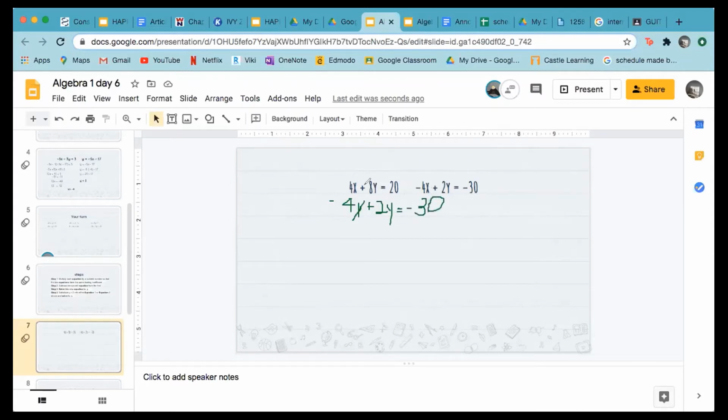So what you first want to do is find, does any of the variables' coefficients have the same number? And over here you can see that x, they both have 4, and I don't have to multiply it by a negative so they can cancel out, because what you want to do is cancel one of the variables out. So 4x minus 4x gives you 0. So you have 0. And then you just combine over here. So 8y plus 2y, positive 10y, positive 20 minus 30, negative 10.